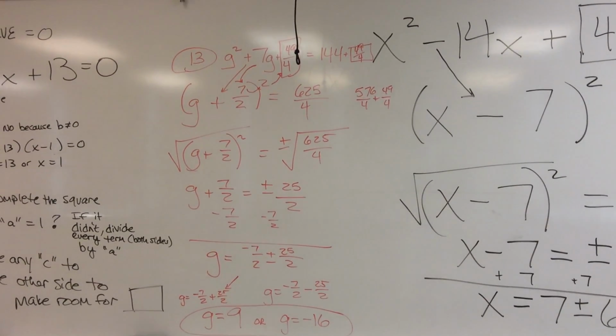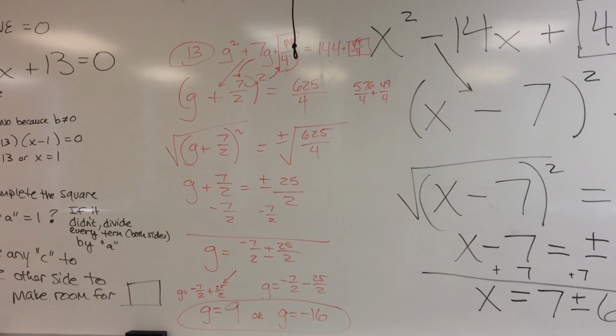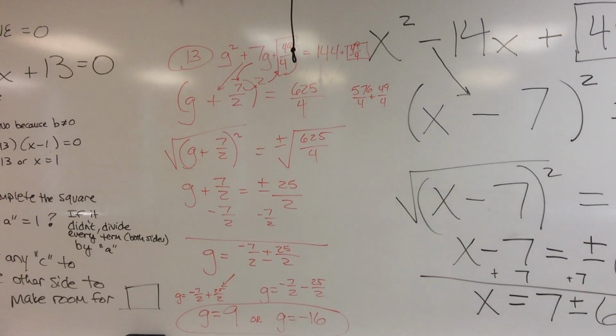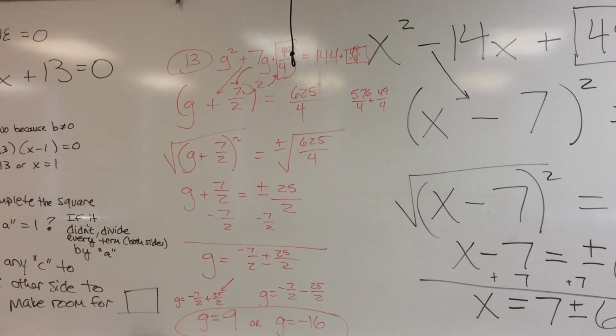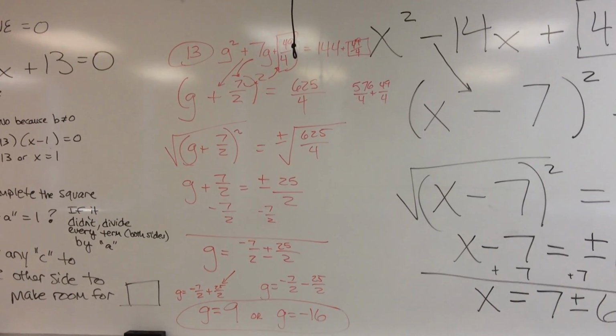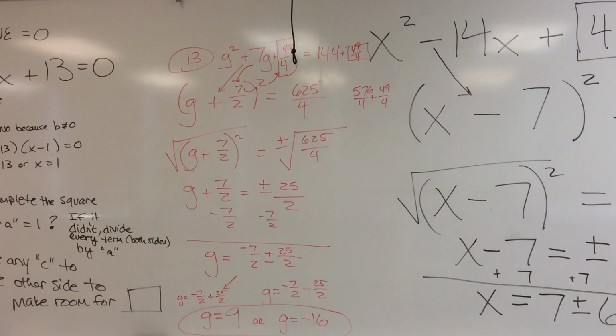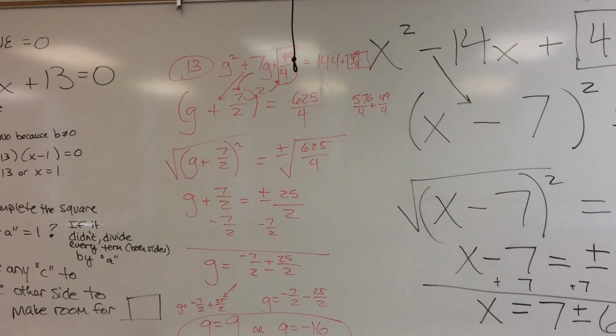Okay, this video is an example for 9-5, completing the square. This is number 13 in your book. The original problem is g squared plus 7g equals 144. Now, I write my binomial underneath my original problem.